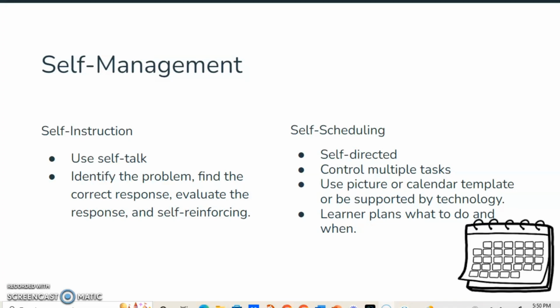Self-scheduling might include being self-directed, controlling multiple tasks, like they can do multiple tasks at once, like walk to lunch and drop off some papers on the way to lunch. They can use a picture or calendar template, or some sort of digital calendar. The learners can also plan what to do and when they can do it or when they should do it. Students should learn that maybe after FIAD is lunch and that they can prepare for lunch when FIAD is over.